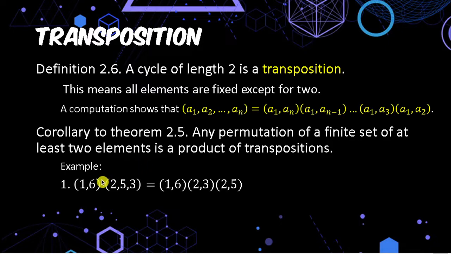Halimbawa, we have a permutation expressed as a product of disjoint cycles. So ito yung kaniyang disjoint cycles. Hindi natin nakikita mismo yung original na permutation. We can do that by computing, by multiplying the two of them. Pero hindi natin gagawin yon.